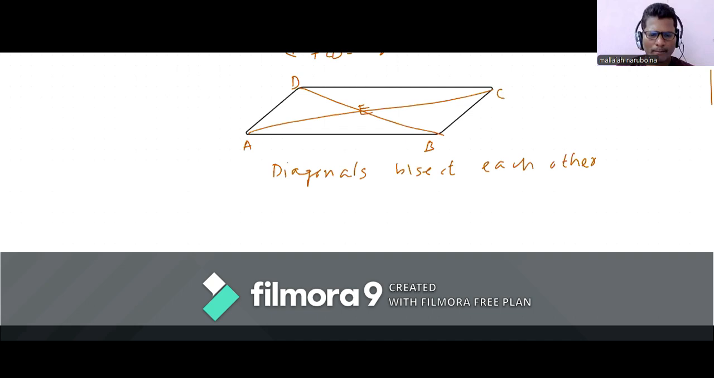In a parallelogram, diagonals bisect each other, meaning length of AE is equal to EC, and length of DE is equal to length of EB.